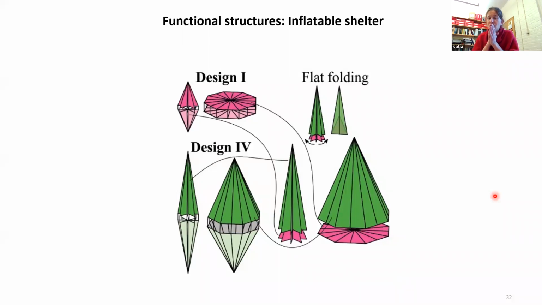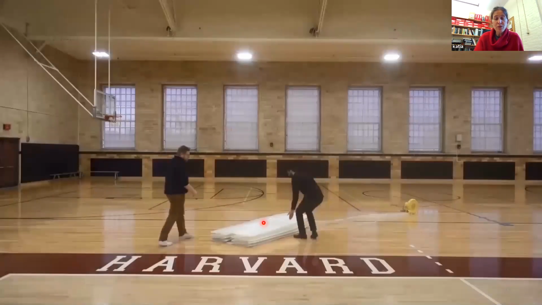Another possible strategy is to use components of the different shapes we identified to build a functional structure. For example, we can envision building a tent-like structure made of a layer of design 1 and a layer of design 4. We can use a layer of this star-like structure to create the floor, and to create the livable space, we can use a layer of design 4. And this is what we did.